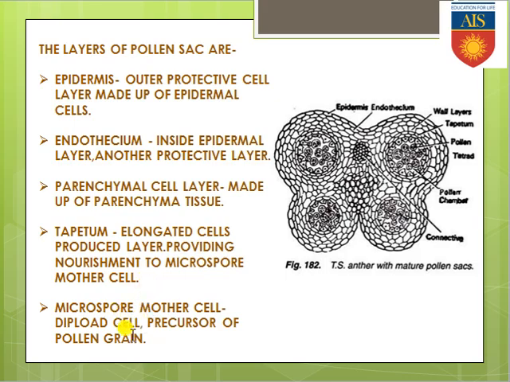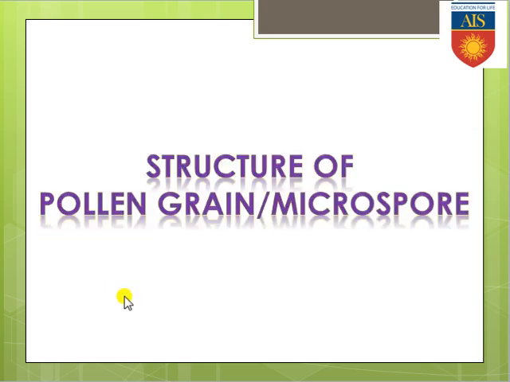And these microspore mother cells start their division and growth, and when they further mature, at that time they form the structure of the pollen grain present within the pollen sac. So these are the overall layers, the overall structures present in the pollen sac. Now we are moving on to the structure of the pollen grain, or rather the microspore structure. So let's see.